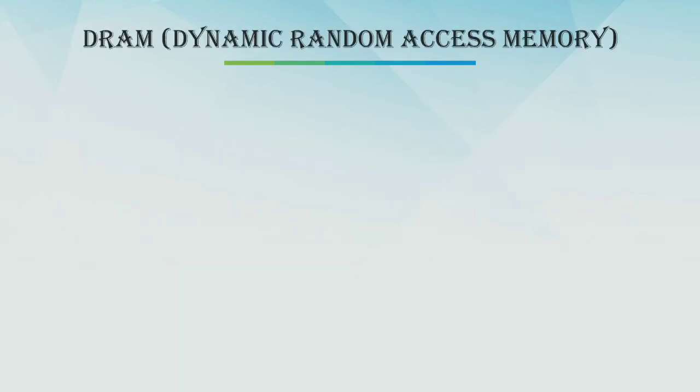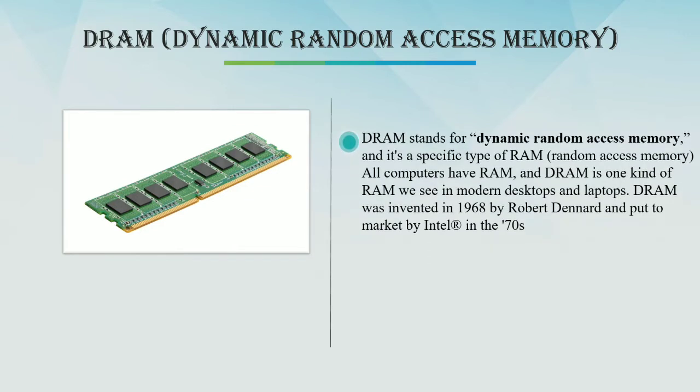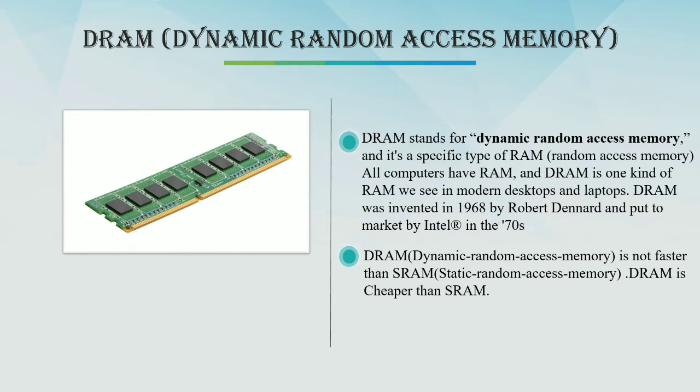The first type is DRAM. DRAM stands for Dynamic Random Access Memory. It is a specific type of RAM. All computers have RAM, and DRAM is one kind of RAM we see in modern desktops and laptops. DRAM was invented in 1968 by Robert Dennard and put to market by Intel in the 70s. DRAM is not faster than SRAM. DRAM is cheaper than SRAM.